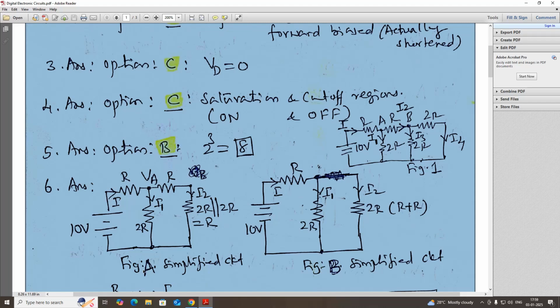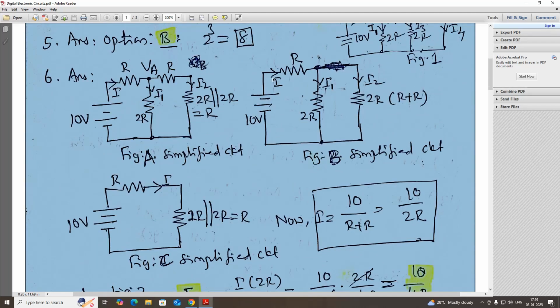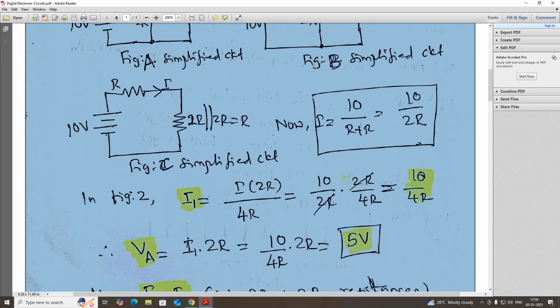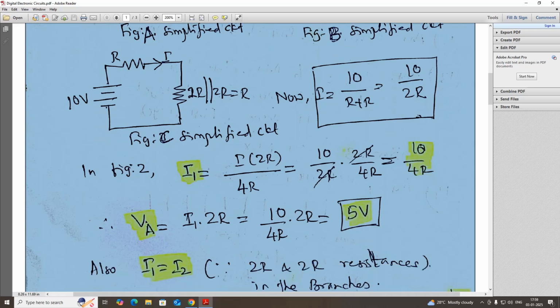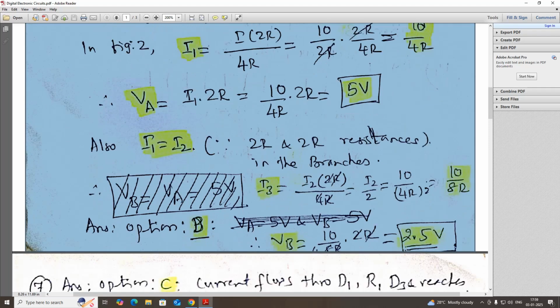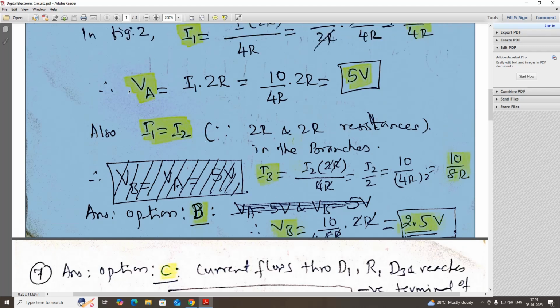Figure A is the simplified diagram of figure 1. Figure B is the simplified diagram of figure A, and figure C is the simplified diagram of figure B. So we'll try to find the current I, and then we'll find the current I1, and with the help of I1 we find VA, and I1 is equal to I2 in this particular problem. We next find the I3 current. From the I3 current we find VB, which is equal to 2.5 volt. What about VA? VA is 5 volt.